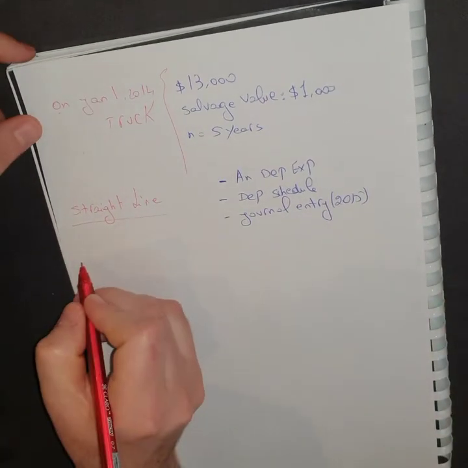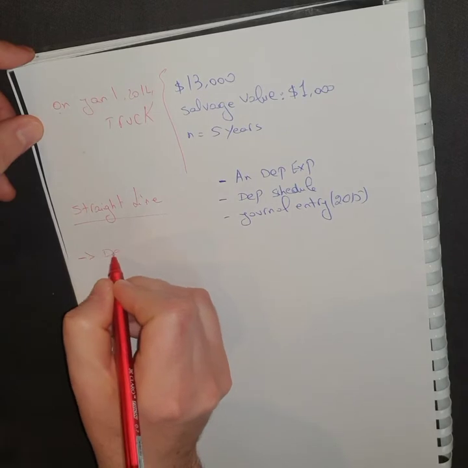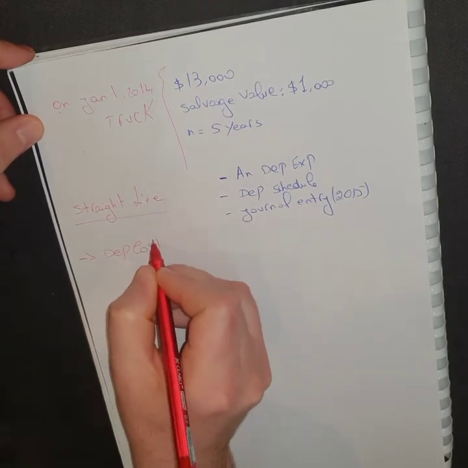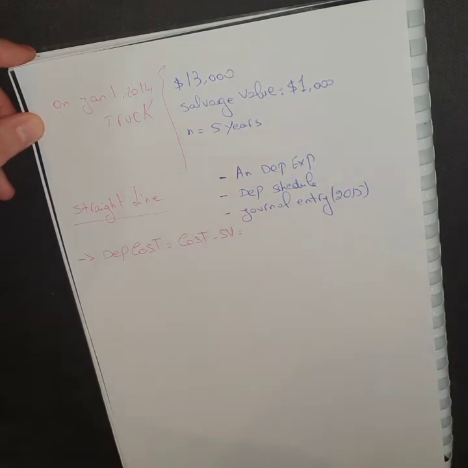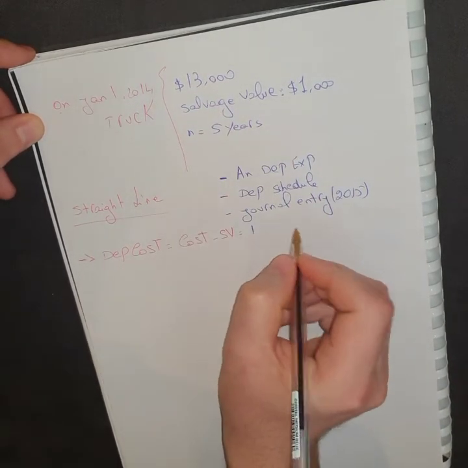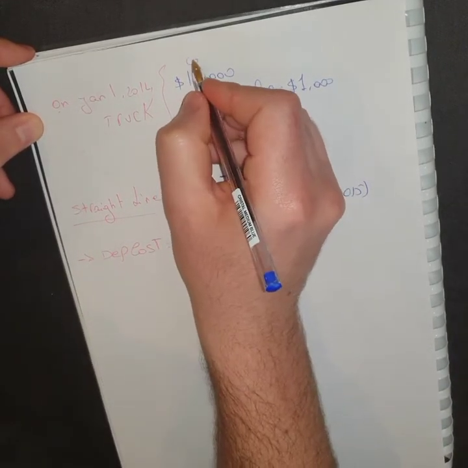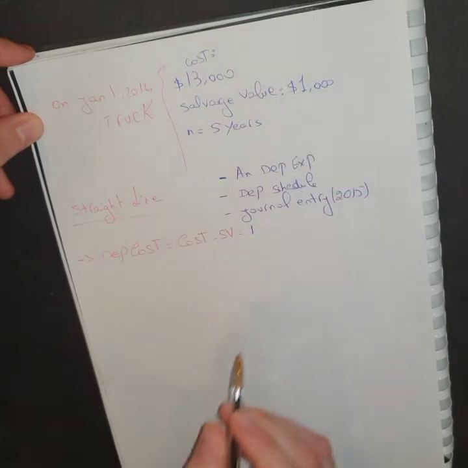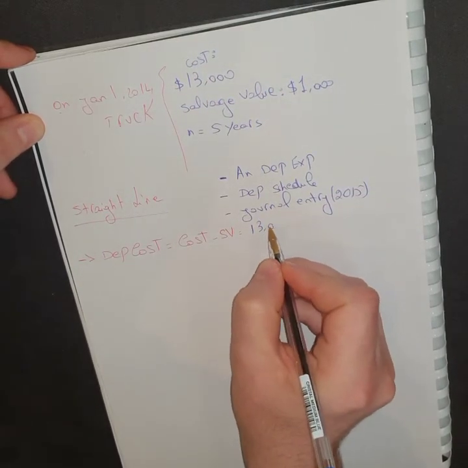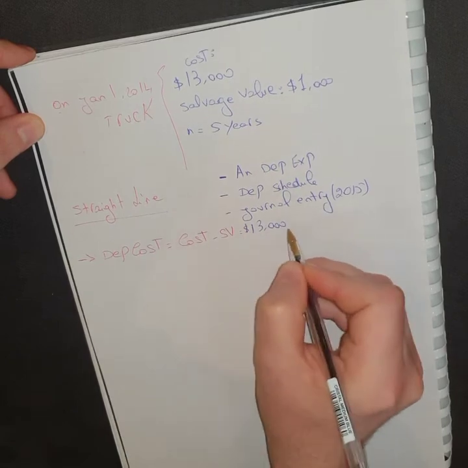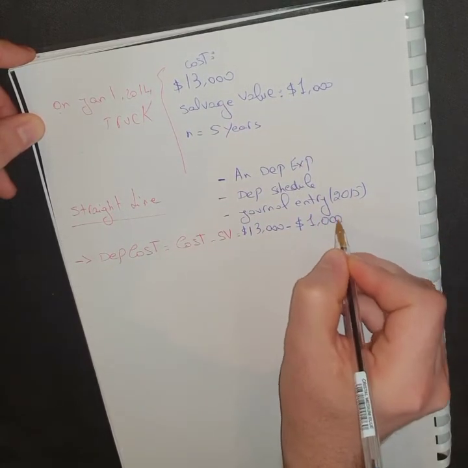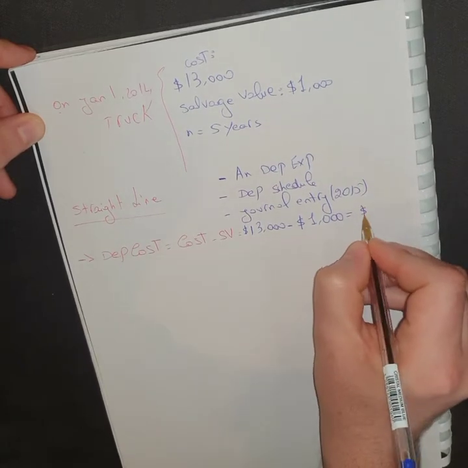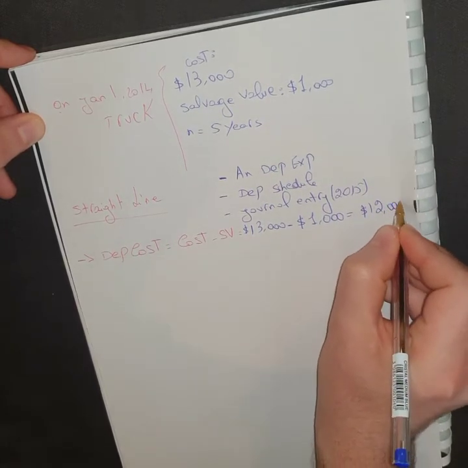First, we have to find the depreciable cost. Depreciable cost equals cost minus salvage value. So in this exercise, it equals 13,000, which is the cost, minus salvage value, which is 1,000. So the depreciable cost equals 12,000 in this exercise.